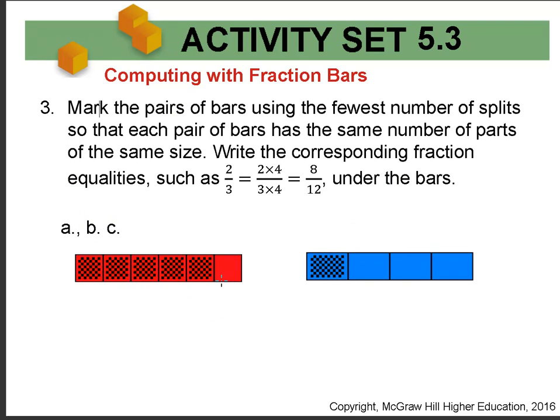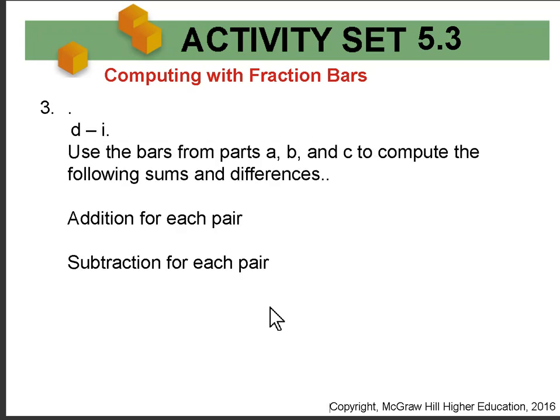And so in number 3, we ask you to mark pairs of bars to start off with to find a common denominator. So you're given pairs of bars, and that's true for A, B, and C. This is just one pair. And then we continue in number 3, asking you to add each pair and subtract each pair.